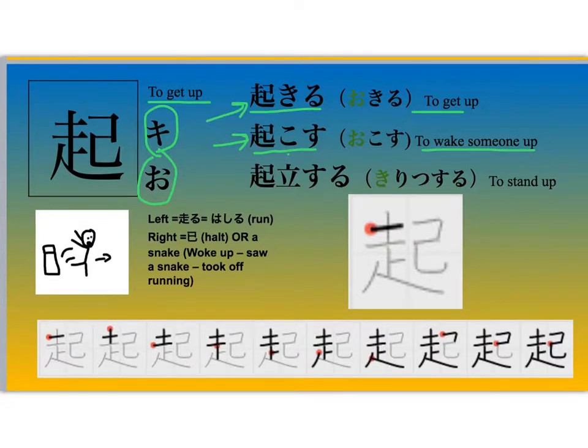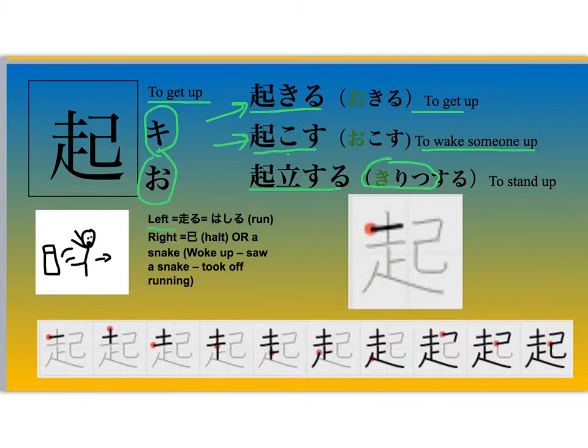And also you have stuff like kiritsu suru, to stand up, and this is what they do at the beginning of lots of Japanese classes. They stand up and take a bow. They don't do that in university, but usually in elementary school and middle school, high school. In any case, the structure of this kanji is quite interesting.